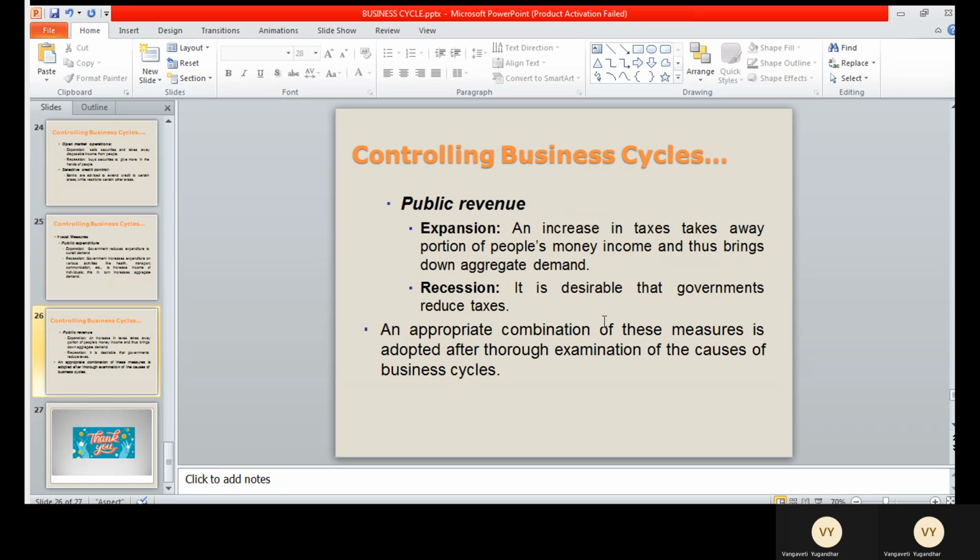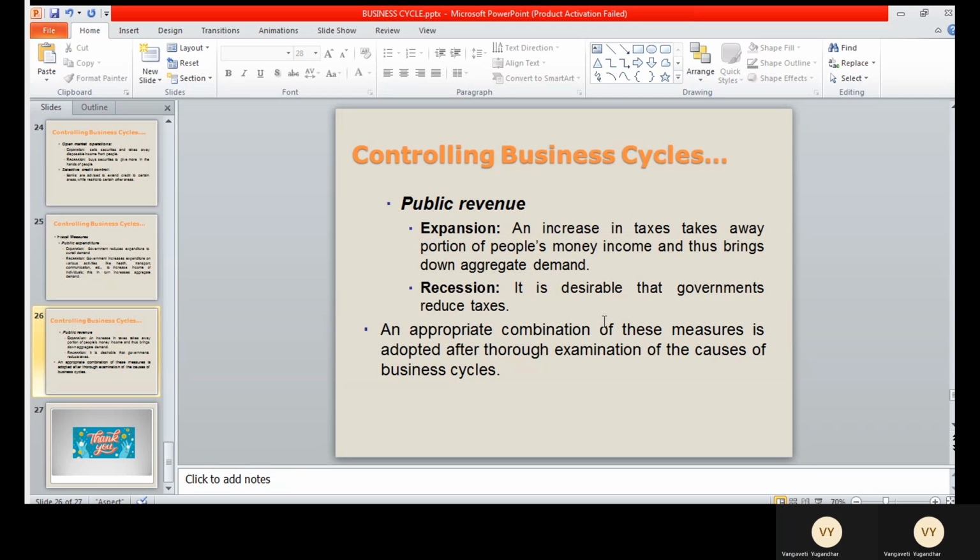Next one is public revenue. Like public expenditure, next one is public revenue. In this case also we come across expansion and recession. During expansion, an increase in taxes takes away a portion of people's money, in the sense people's income, and thus brings down aggregate demand. So they have to reduce the income to the public.